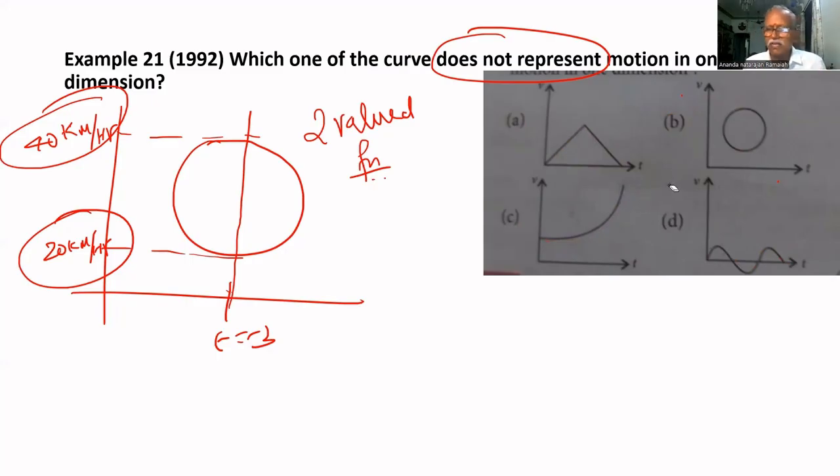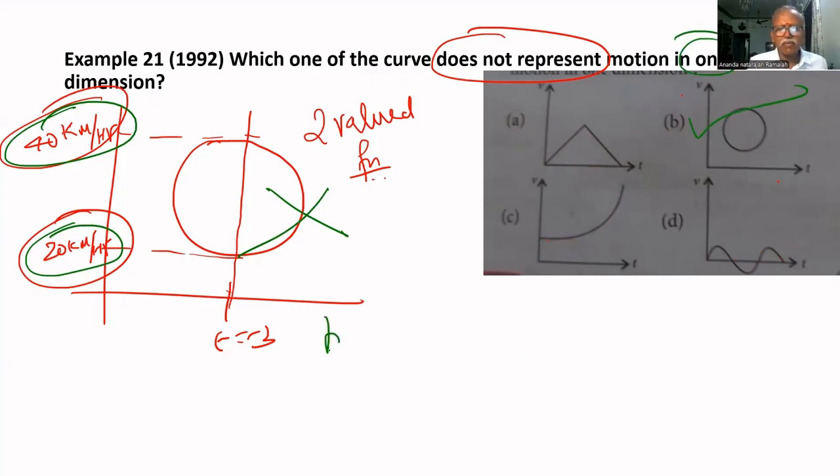Even if you see the displacement, I can be either here or somewhere else. I cannot be at both places. Like that, it's not possible for a particle to run at two speeds. That's why this does not represent motion in one dimension. So B is the answer. Do you understand this point? Any doubt in this sum?